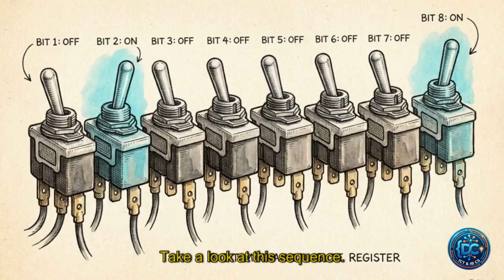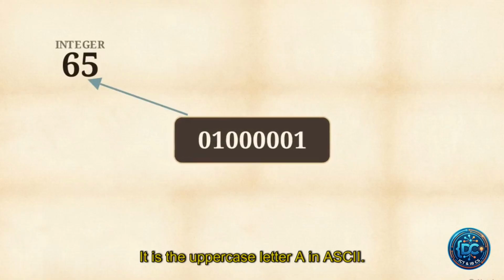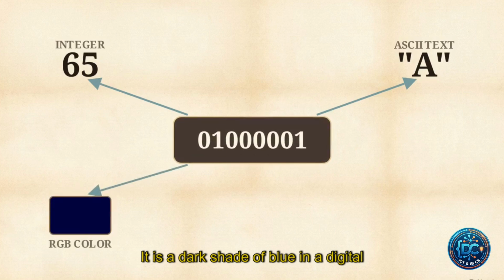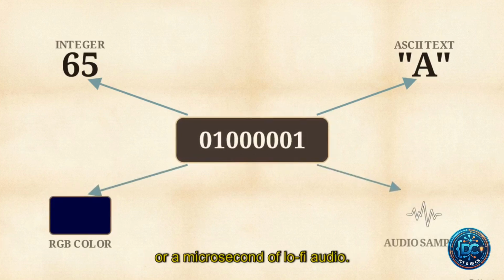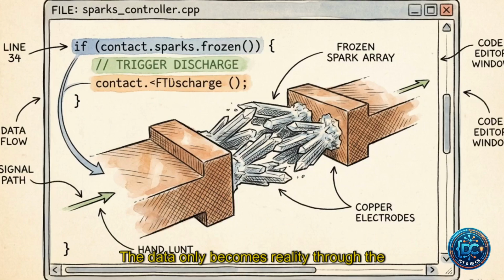Take a look at this sequence. Based on everything we've covered, what exactly does 01000001 represent? It is the decimal number 65. It is the uppercase letter A in ASCII. It is a dark shade of blue in a digital photograph, or a microsecond of lo-fi audio. By itself, a binary sequence means absolutely nothing. It is just electrical charges. The data only becomes reality through the context of the software reading it.